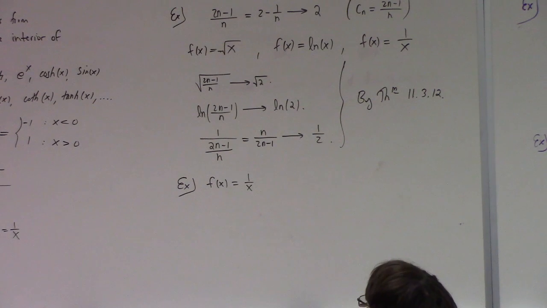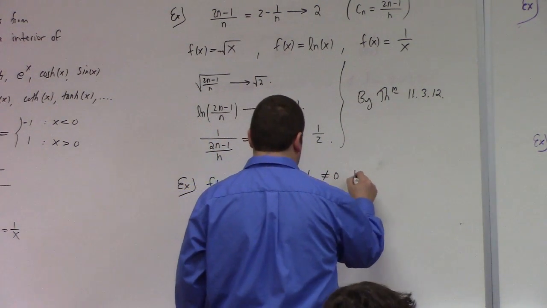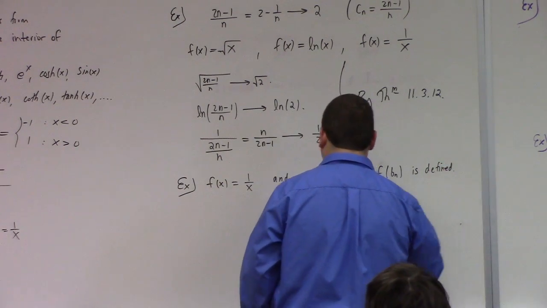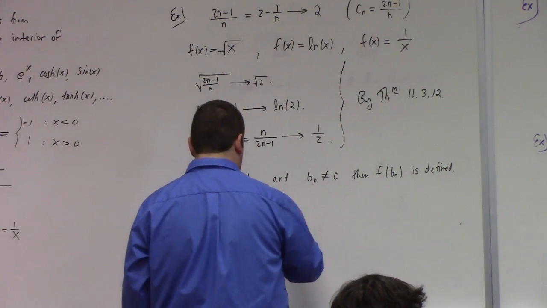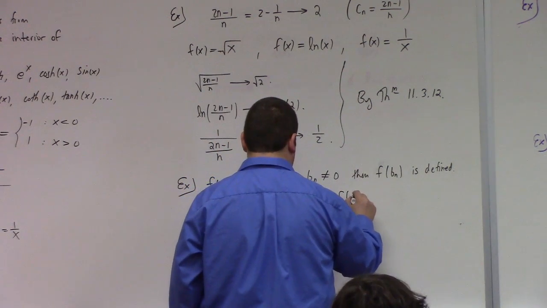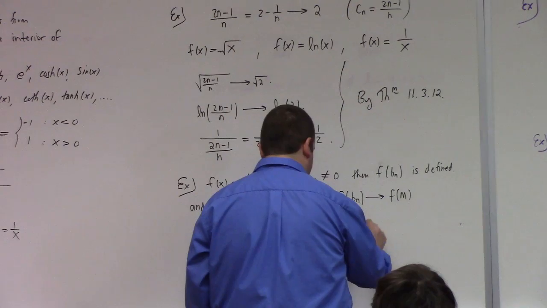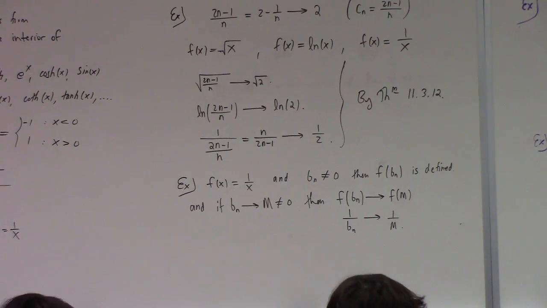My point is we can prove 4 over here. So let's see here. Let f of x be 1 over x, right? And b sub n not equal to 0. Then f of b_n is defined. And if b sub n goes to m, which is not equal to 0, then f of b_n goes to what? Goes to f of m. In other words, 1 over b_n goes to 1 over m. So I can easily use theorem 11.3.12 to prove 4 via the reciprocal function's continuity.